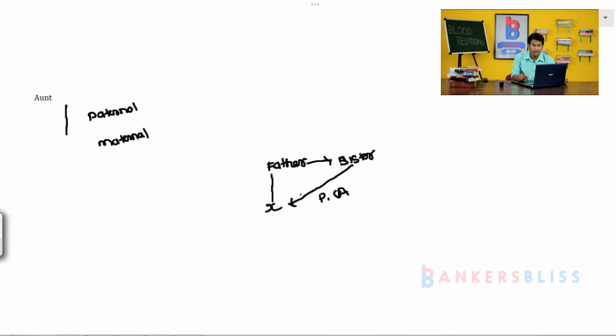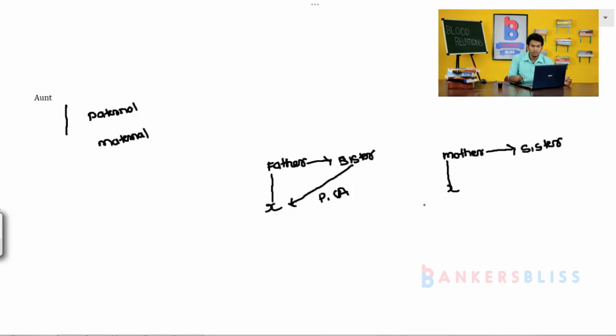Is it clear? Again, X as you, and you have your mother, and your mother has a sister. Then that sister becomes what? Here, maternal aunt. Father's sister becomes paternal aunt. Mother's sister, maternal aunt. Understanding?